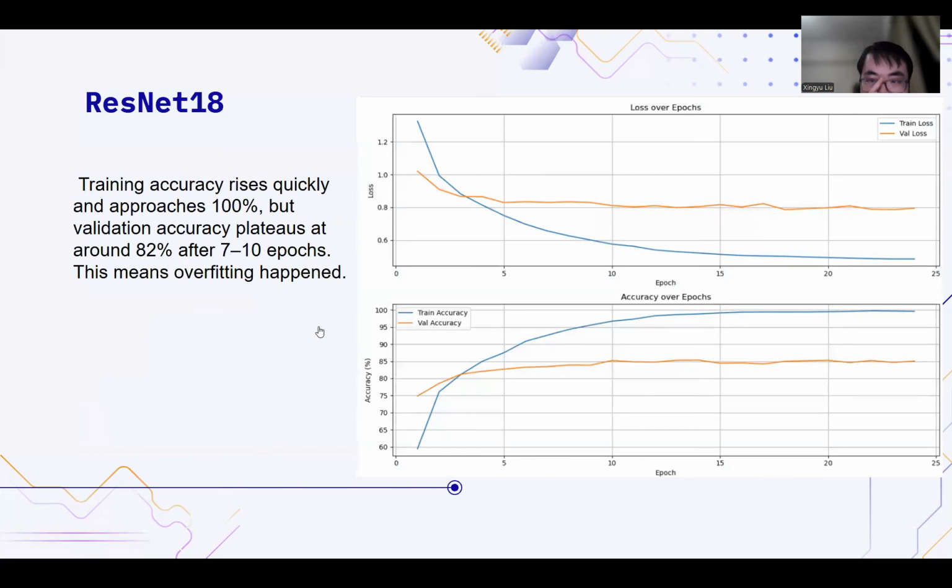Then the loss curve, and the accuracy curve during training and validation. The training accuracy rises quickly and approaches 100%, but validation accuracy stabilizes at around 82% after 7 to 10 epochs. This means overfitting has already happened.